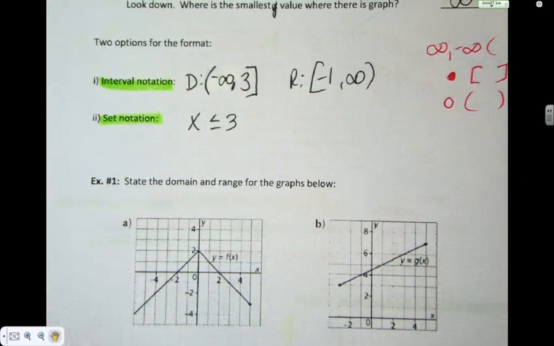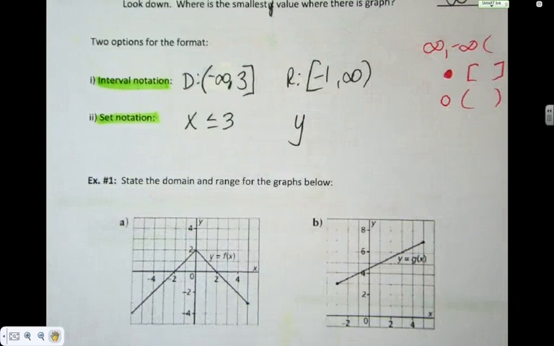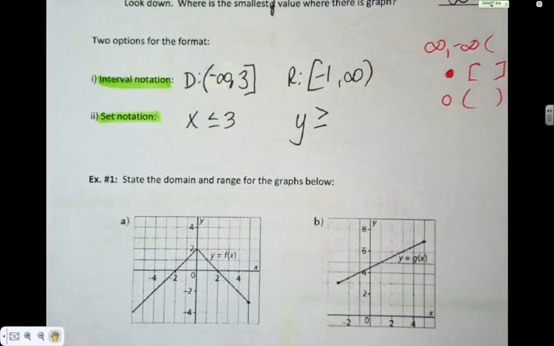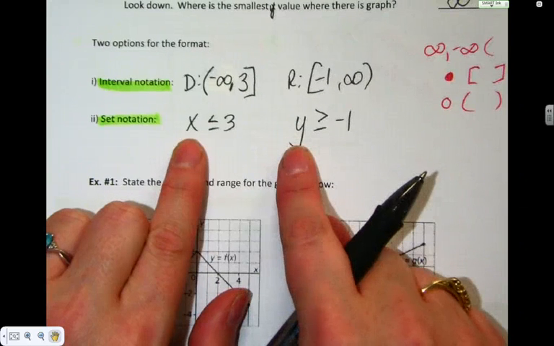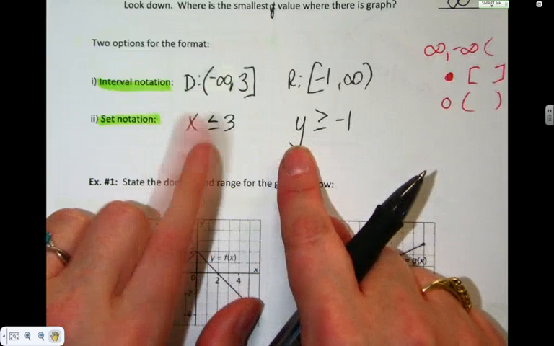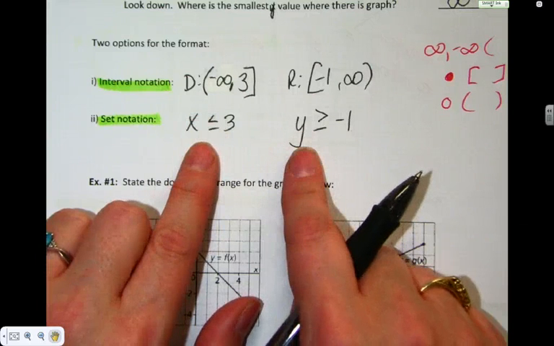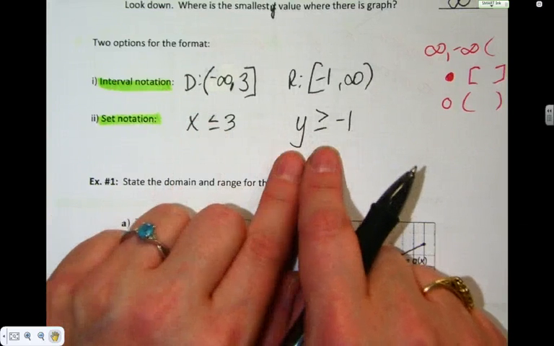Here I want to go from -1 all the way up to infinity. So that means that y is greater than or equal to -1. Why did I use an x here and why did I use a y here? Why did I suddenly change that up? Because domain is about x and range is about y. Well, what kind of numbers are greater than negative 1?